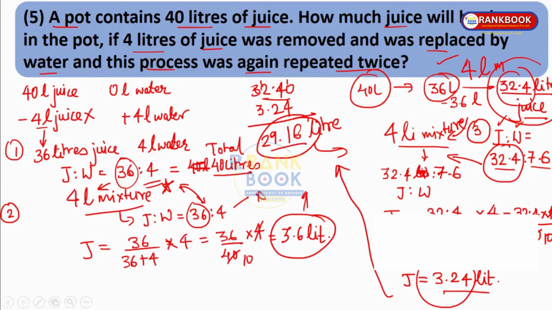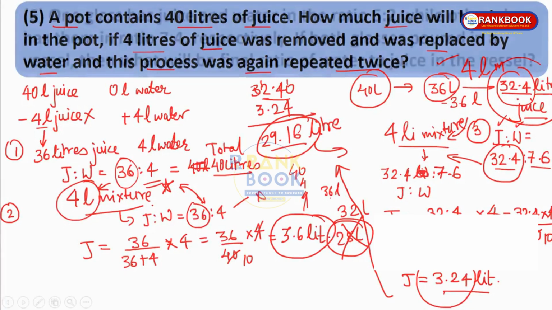Generally what happens is that, what mistake do people do? They consider, okay, 40 liter juice was there. First I'll remove 4 liters, I'll get 36 liter juice, then I'll add water. Okay, so I'll get 40, again I'll remove 4 liter juice, I'll get 32 liters, again I'll remove 4 liter juice, I'll get 28 liters, and they write the answer as 28 liters. This is wrong. The answer is 29.16. You saw that whenever we remove the mixture, some part of the mixture will be juice and some part will be water. Okay, moving to next question.